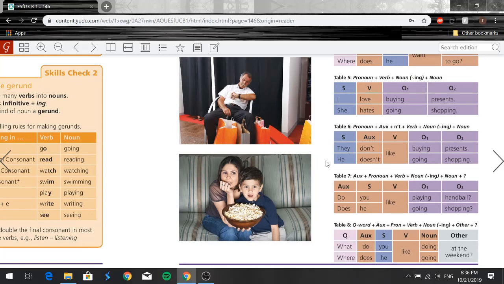Alright, now let's go to table 6 here: pronoun and the auxiliary, and then not, plus the verb, plus the noun ing, and the second noun. So they don't like buying presents, he doesn't like going shopping. We can also say they don't like selling shoes, right? That's correct. And we could also say he doesn't like going to the gym, right? We basically just changed the second noun. What else do we have?